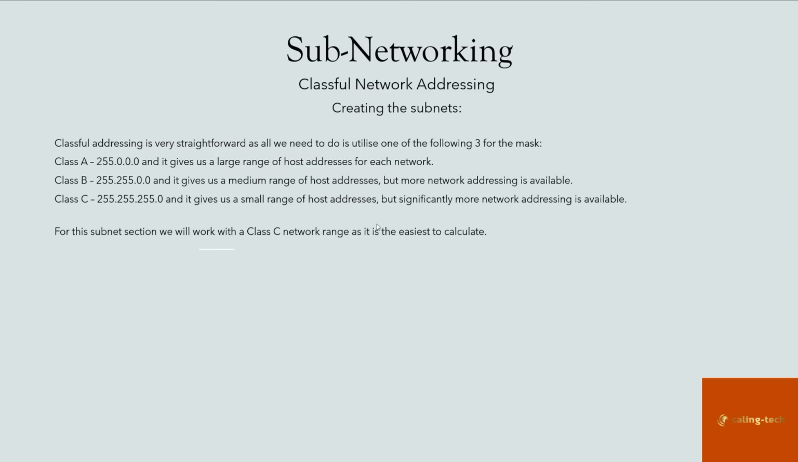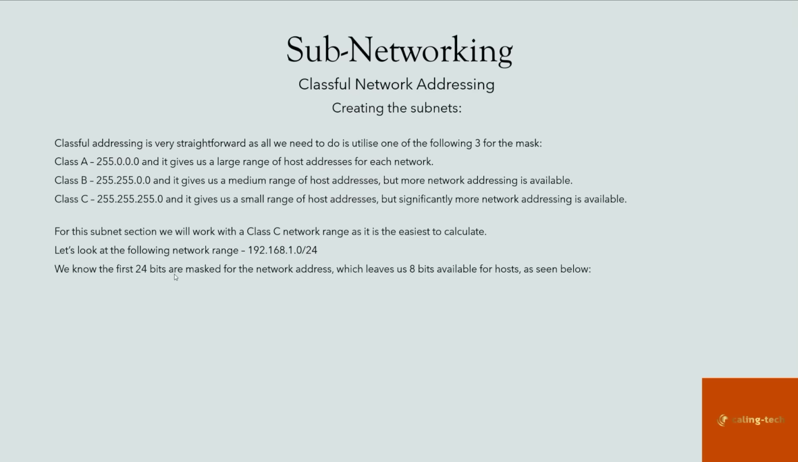So for this subnet section, we're going to work initially with a class C network range, as we're only working with the last 8 bits, and therefore it's the easiest to do the calculations on. Not that the calculations are complicated, as you'll see anyway. So let's look at the following network range: 192.168.1.0/24. So our network, because it's the 24 bits that are masked, the first 24, our network is going to be 192.168.1. The actual network address is known as 192.168.1.0. So we know the first 24 bits are masked for the network address, which leaves us 8 bits available for hosts, as we can see below. So if we look at it in binary, the network portion is here, the host portion is here. So decimal, as we've already stated above, that's 255.255.255.0.